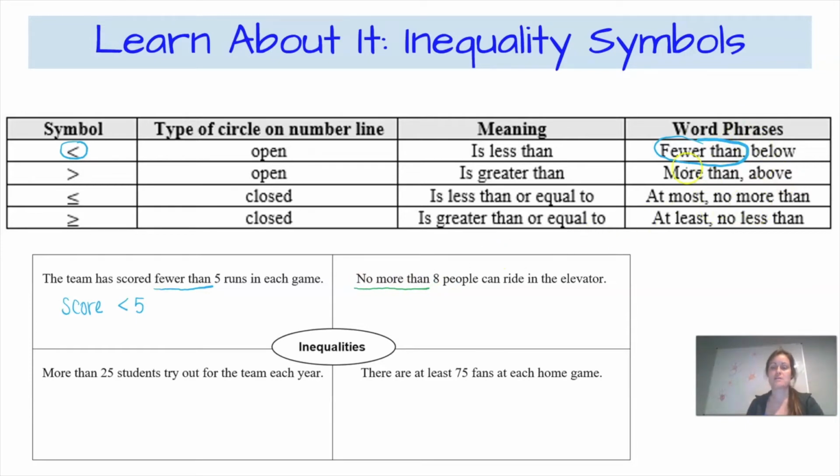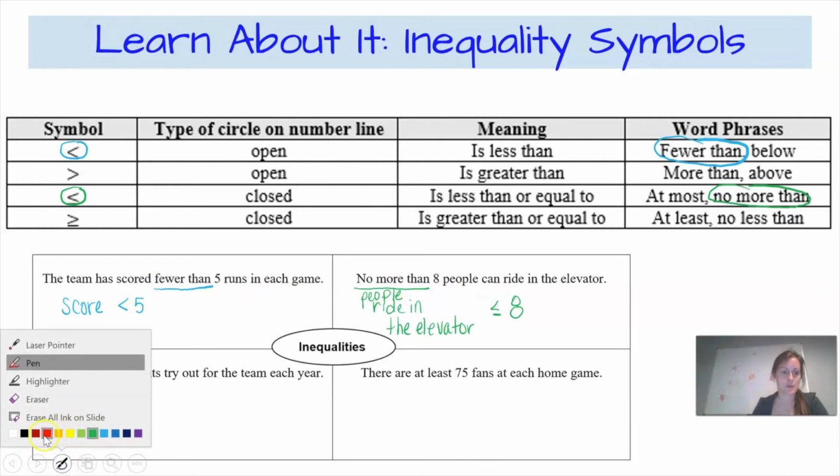When I look at my table and I see the word phrase no more than is another way of saying is less than or equal to. So I'm going to be using this symbol. So the people that can ride in the elevator must be less than or equal to 8.